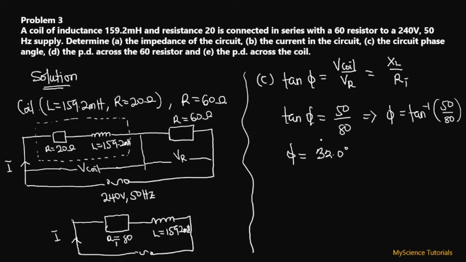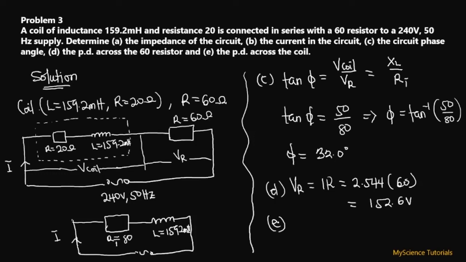All right, so now that we found the phase angle, let's tackle the D aspect of this question. D is asking us to find the potential difference across the 60 ohm resistor. That is very easy. VR is equal to IR. We already found our current to be 2.544, multiplied by the resistance of the resistor, which is 60. That is going to give me 152.6 volts.